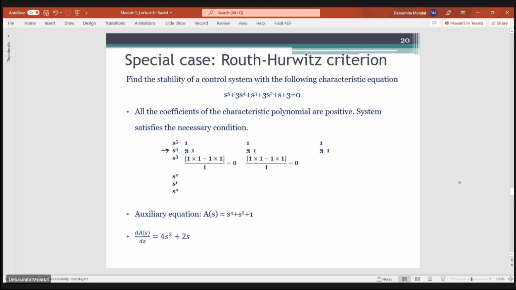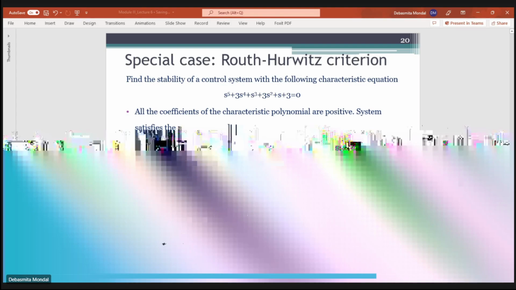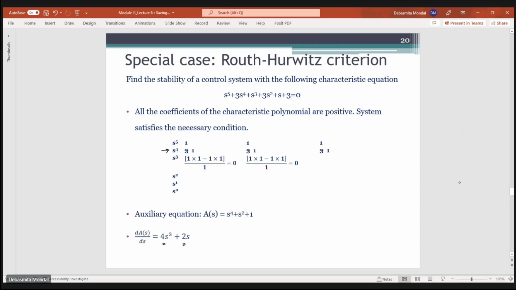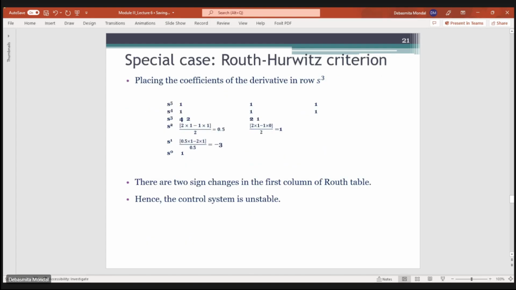So the moment you have the auxiliary equation, now you take the derivative, and so the derivative goes like 4s cube plus 2s. Now what you will do is that you will substitute these two coefficient values, 4 and 2, in the 0 element. So you will substitute 0 by 4 over here, and you will substitute this 0 by 2 over here. And once you have substituted that, then you will continue with forming the rest of the Routh array.